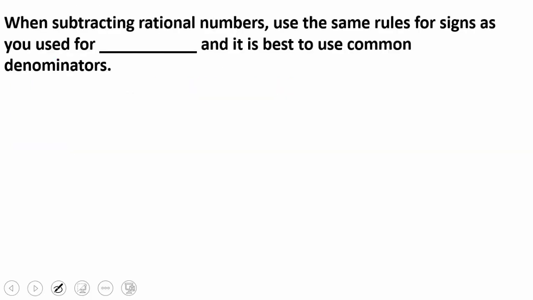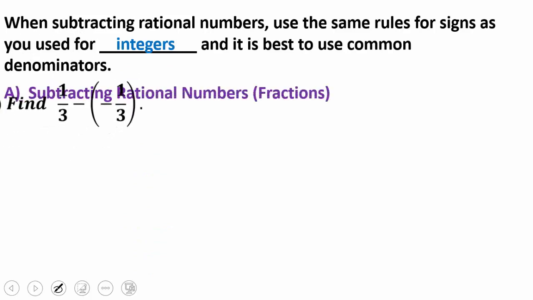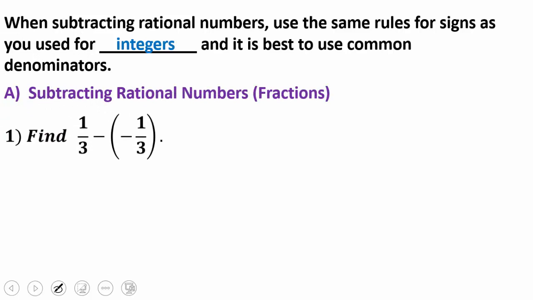All right, so here we go. When subtracting rational numbers, use the same rules for the signs as you use for what? That's right, integers. And it's best to use common denominators. Can we do it without them? You bet. We can follow order of operations and we can turn those fractions to decimals and we can get started that way. But we're going to do it with common denominators because we all want to have the same exact answer.